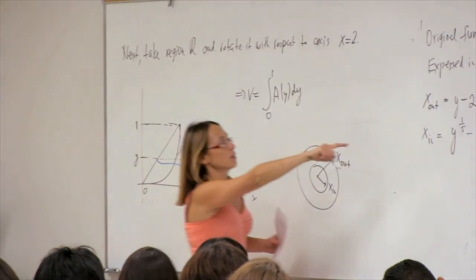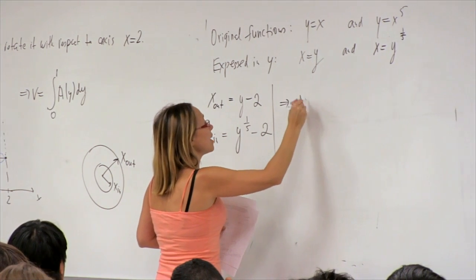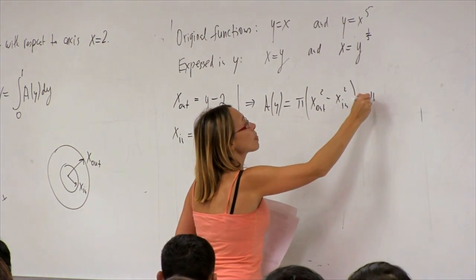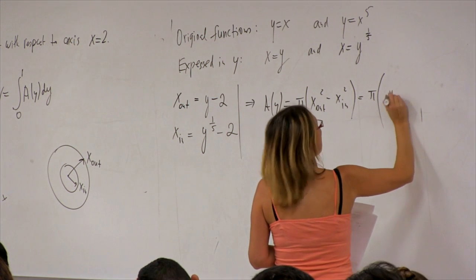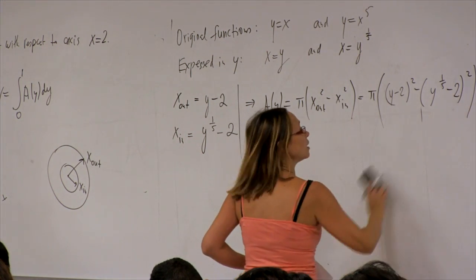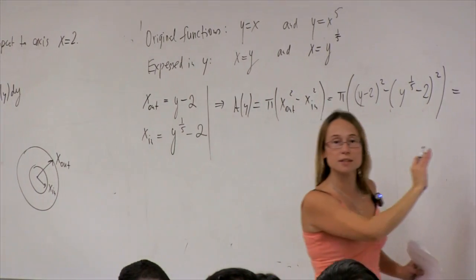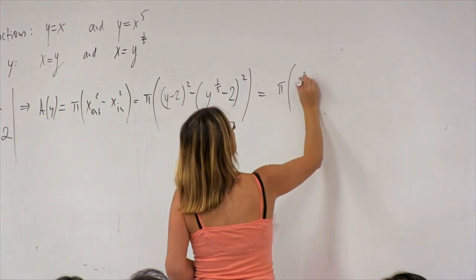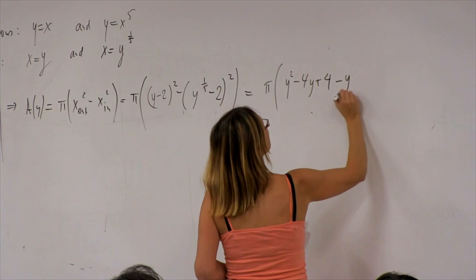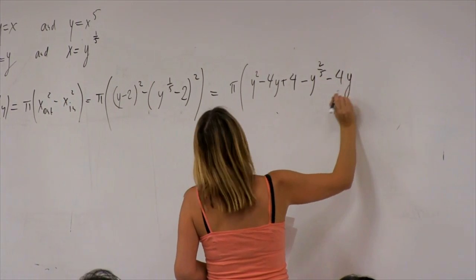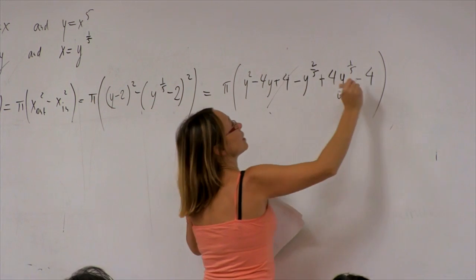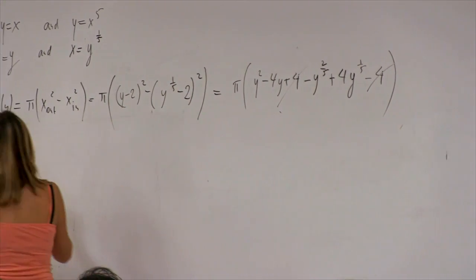Okay? So now, if I know the two radii, I know that A of y is pi times x out squared minus x in squared. So I have to do this: y minus 2 squared minus y to the 1/5 minus 2 squared. Okay. What do I do now? Simplify. Always at this stage, expand the squares and try to simplify it as much as possible. And look, usually, as I said, something cancels. Okay. So this is my function.